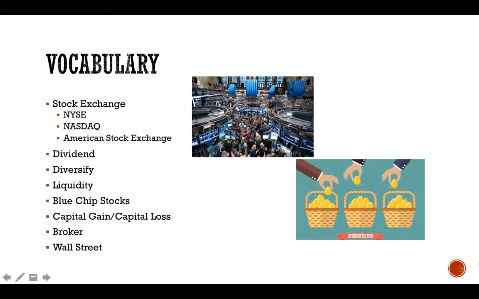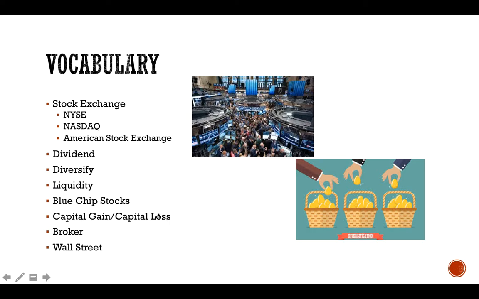Diversify, that's what this picture here is. You definitely don't want to put all your money into one stock. If the stock crashes, your money's gone. So you want to put some money in savings accounts, some money in bonds, some money in stocks, and then even amongst the stocks, you want to put it in different stocks. Liquidity, we'll go over that here in a minute. Blue chip stocks, when we look at the Dow, that will come into play.